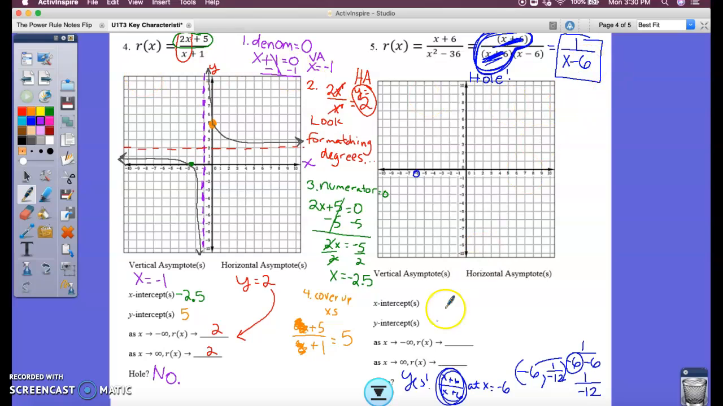All right, now what we're going to do is the same exact thing we did over here: denom equals 0, look for an x on top, numerator equals 0, cover up method. But we're going to do it with this 1 over x minus 6. So step 1, denom equals 0. When does my denominator equal 0? When x is equal to what value? And you hopefully are saying positive 6. That'll give you this guy.